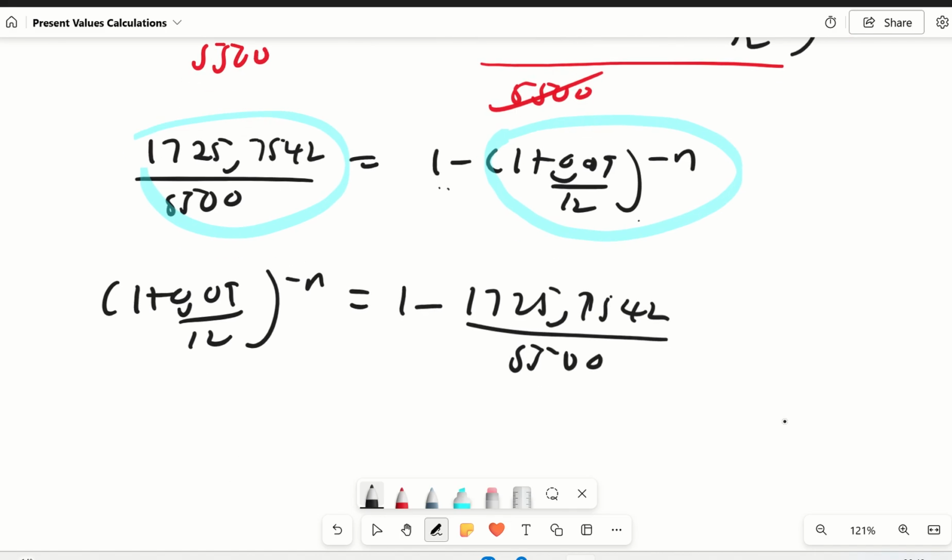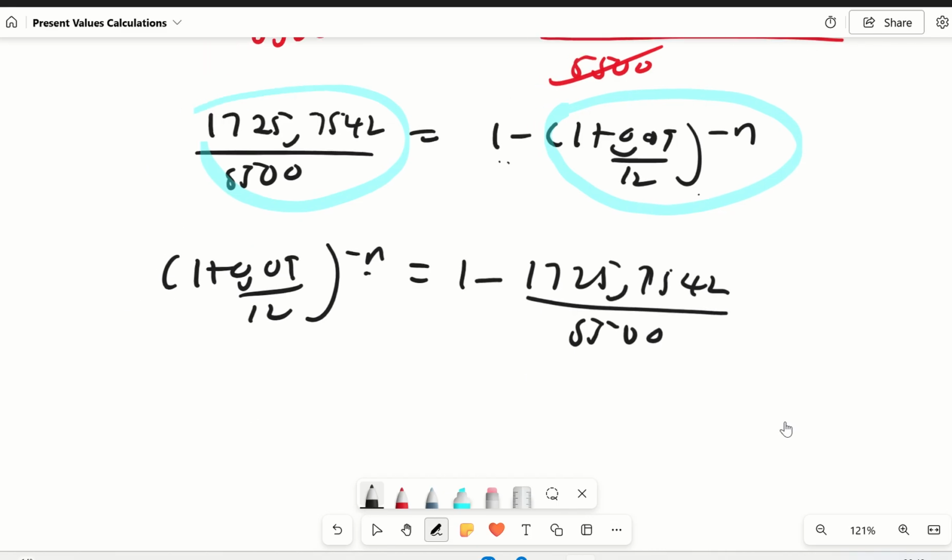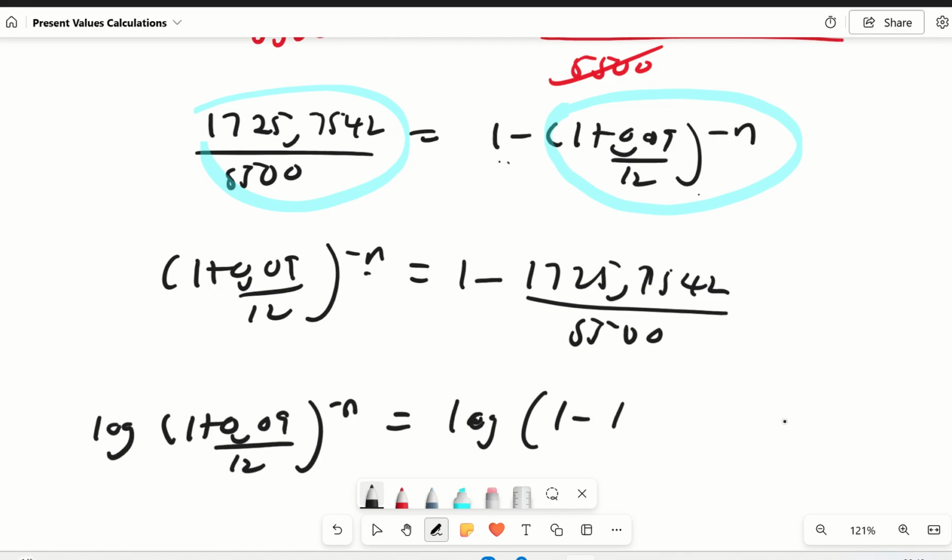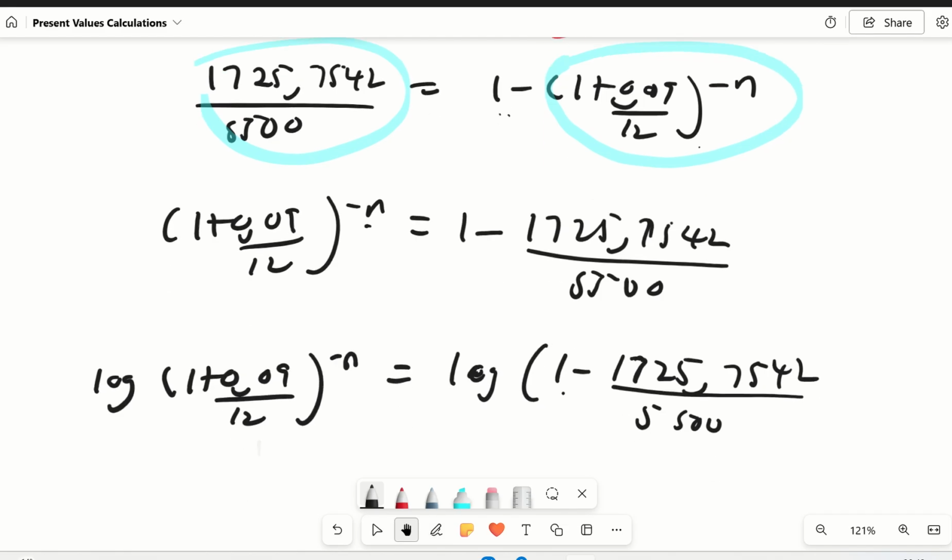Then remember that you're looking for n, so you're going to take logs because you want to bring it down. When we take logs of both sides, we're going to have log. I'll just rewrite everything and not be lazy so that my learners understand: what you do on one side, you must do on the other. Remember that this 5,500 only divides this, it doesn't divide the 1 as well, so please be careful.